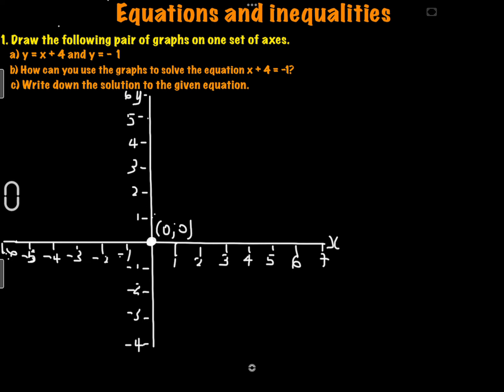So we have one set of axes here, and then A says y is equal to x plus 4. Now what we need to do in terms of calculations to be able to draw or represent that equation on this graph, we're simply going to need to do this. So you have question A, we have y is equal to x plus 4.